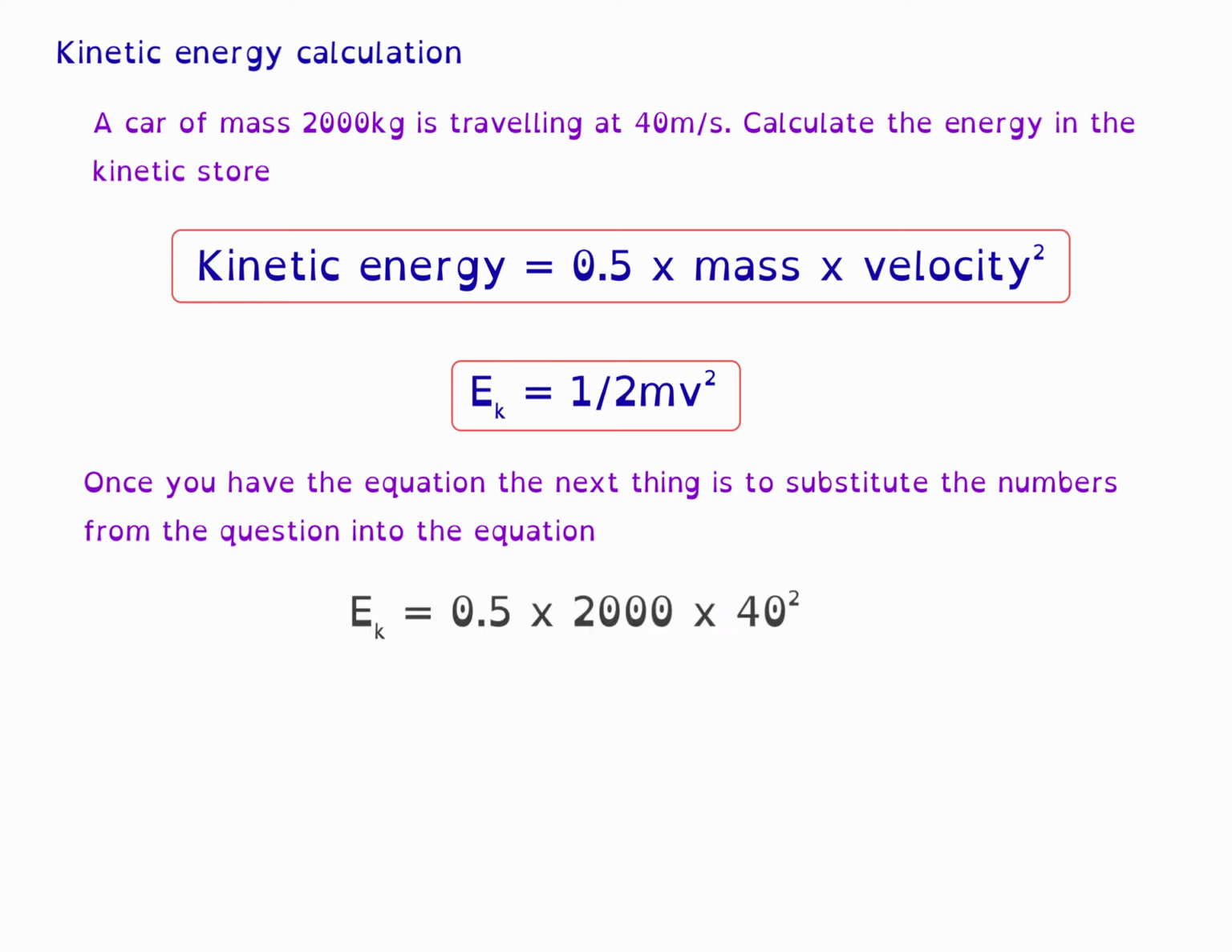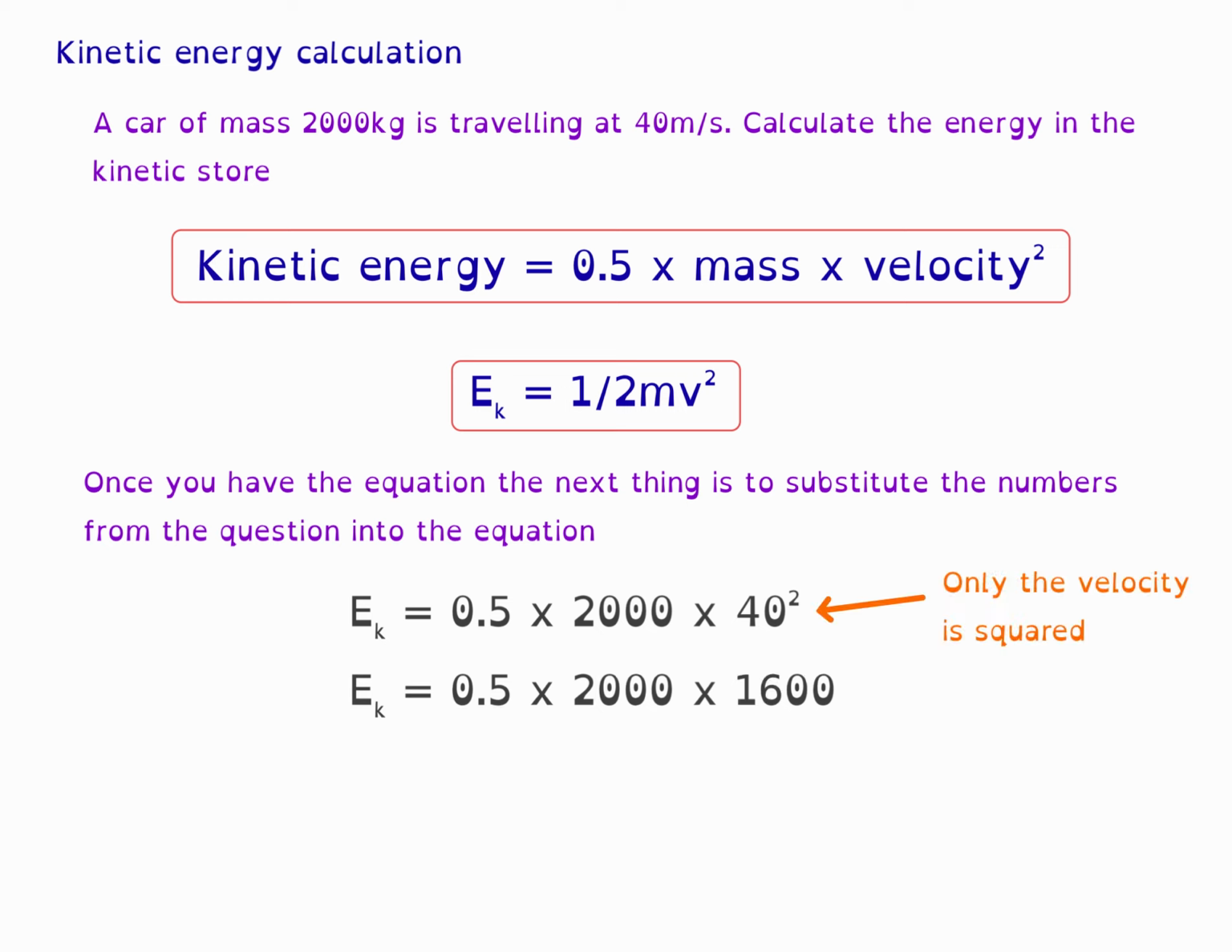So EK equals 0.5 times 2,000 times 40, which is our velocity, but we must square that. And that gives us EK equals 0.5 times 2,000 times 1,600. And when we use our calculators, that gives us a final answer of 1,600,000 joules. In standard form, that's 1.6 times 10 to the 6 joules.